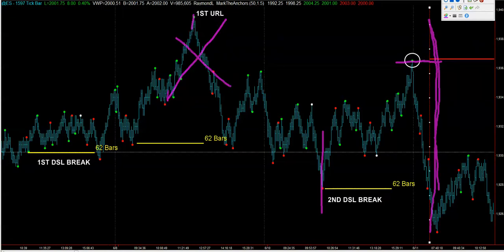So this URL, in terms of being a choice for measuring the resistance step, is eliminated. We rather use the second DSL break and use that as this entry level.